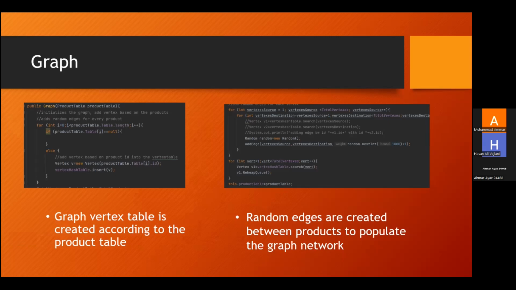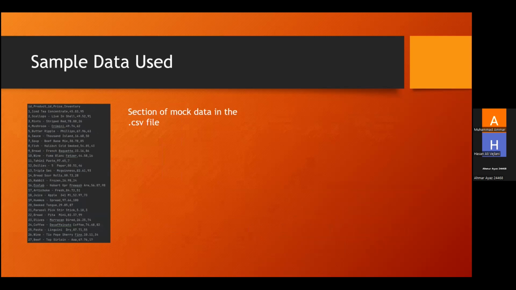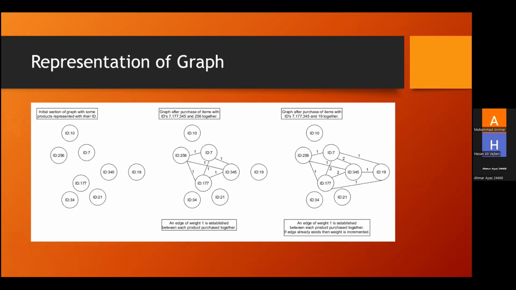we pass every product's ID, and for every vertex we make, we add an edge to it. Since we don't have any previous customer data, for the presentation we are adding fake edges to every vertex based on, as you can see, these are the products. And now this is how the graph is actually represented.